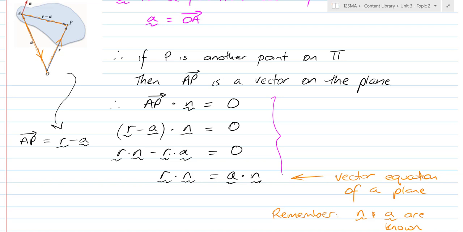Yep. You wrote r dot a instead of n dot a, second last step. Yep, I did. And I'm going to write a dot n. Good pickup. And then we rearrange that.